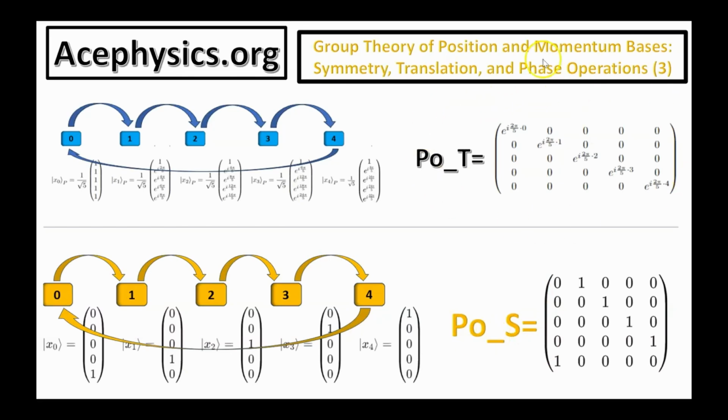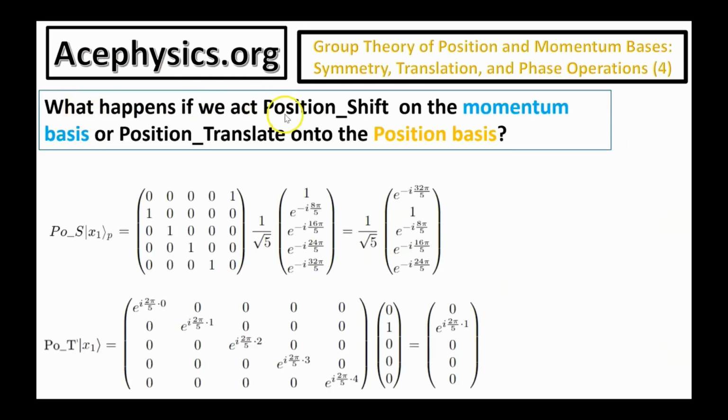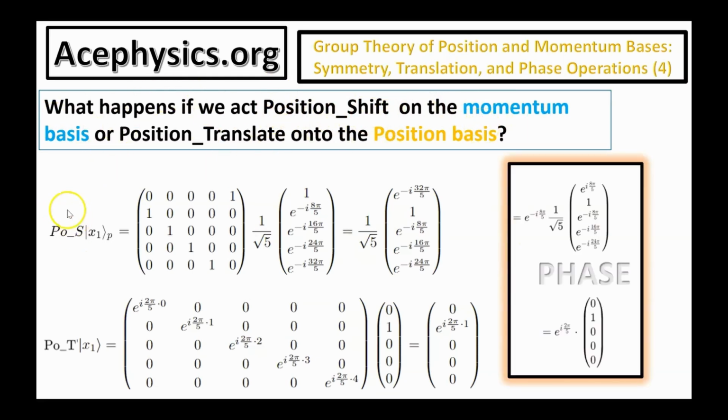The position translation generator moves position vectors from one to another when the position vectors are written in the momentum basis. The position shift matrix moves position vectors from one vector to another when the position vectors are written in the position basis. What happens if we act the position shift onto the momentum basis or the position translate onto the position basis? This is the position shift matrix. It's acting onto x1 in the momentum basis.